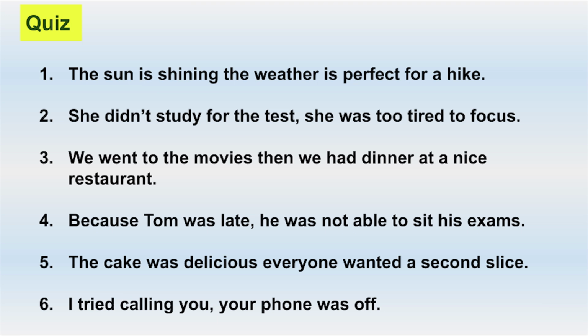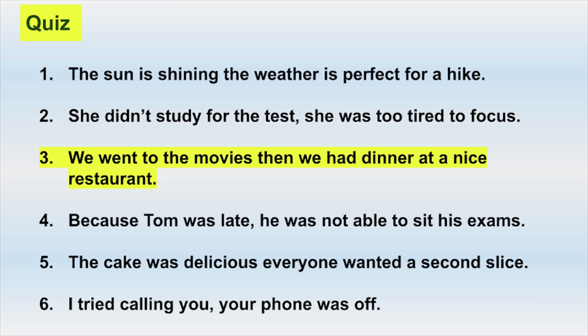I will give you 6 sentences. You're going to identify the run-on sentences and correct them. We will go through the corrections together. Number 1. The sun is shining. The weather is perfect for a hike. Number 2. She didn't study for the test. She was too tired to focus.